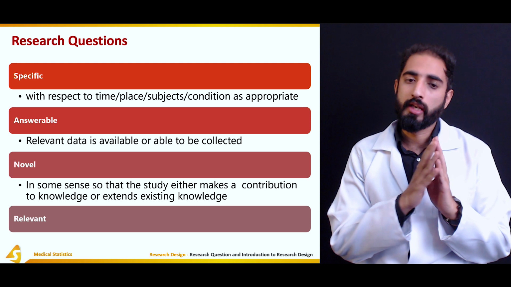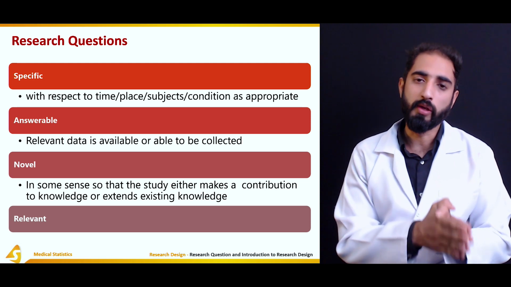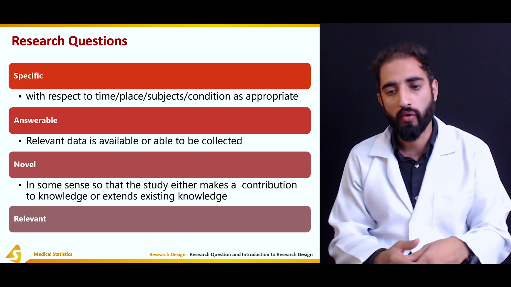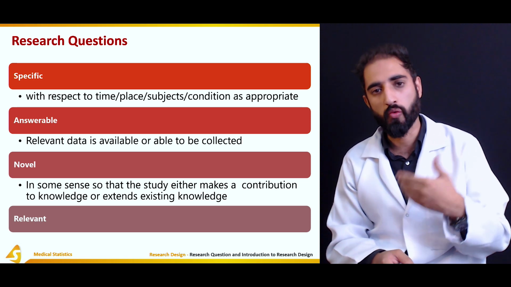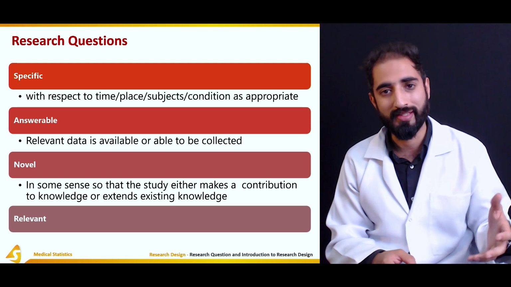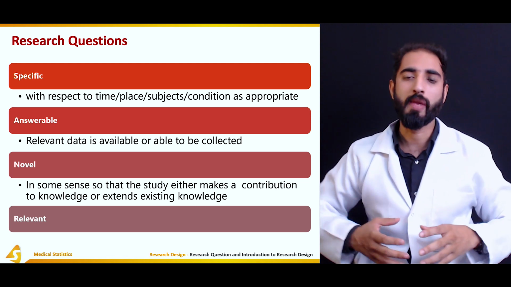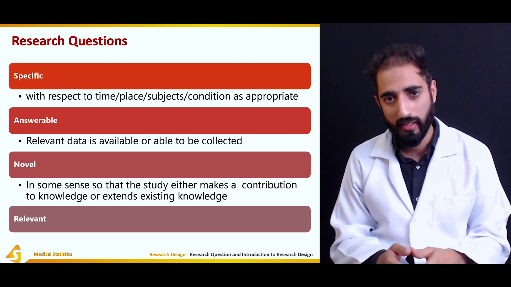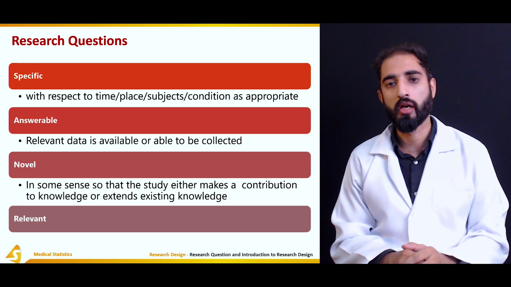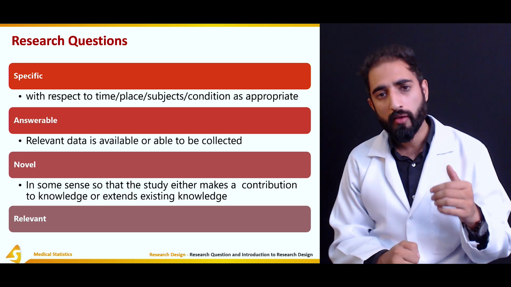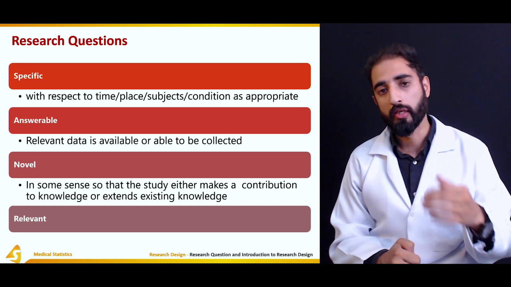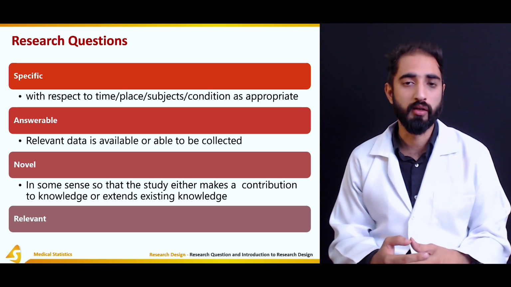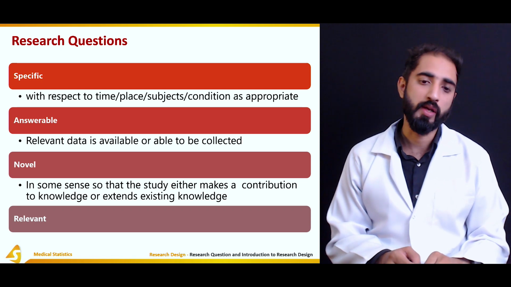Besides being specific and answerable, it should also be novel. Novel means it should be something new. If it is not new, you're repeating the same thing and somebody has already done it, so you're not making a contribution to the evidence, to the knowledge, to the literature. So for example, if we don't know about something and your research question focuses on that, that would be a novel thing. And it should be relevant.